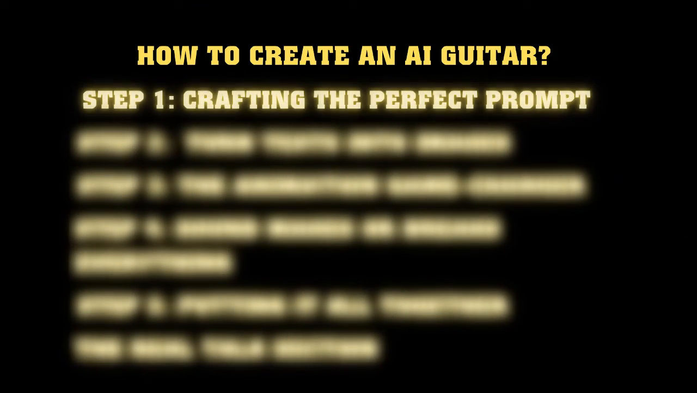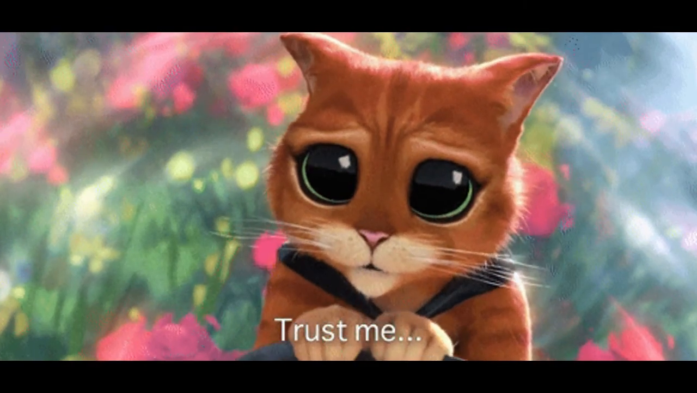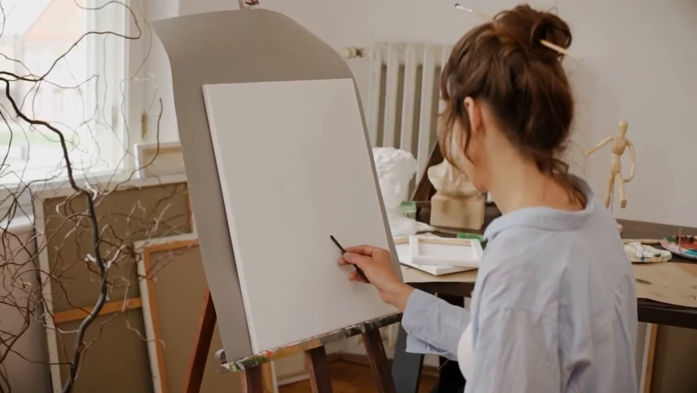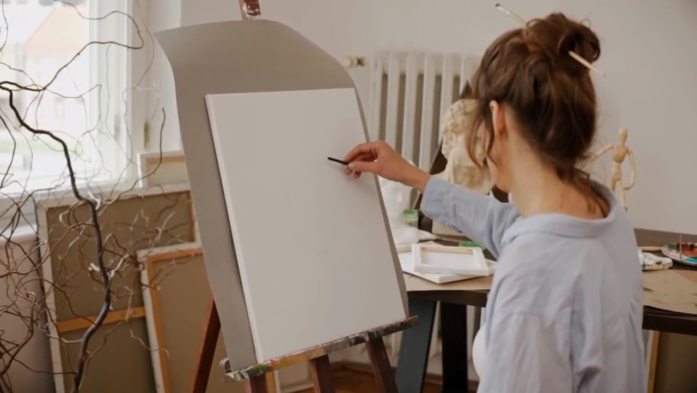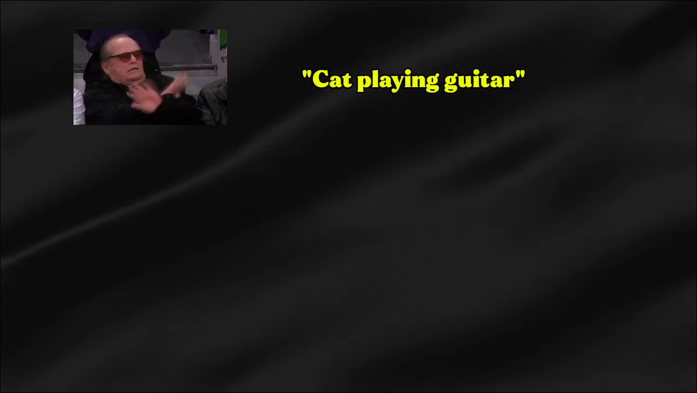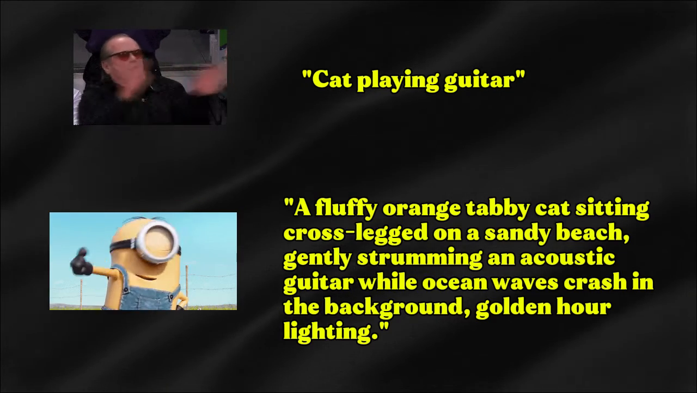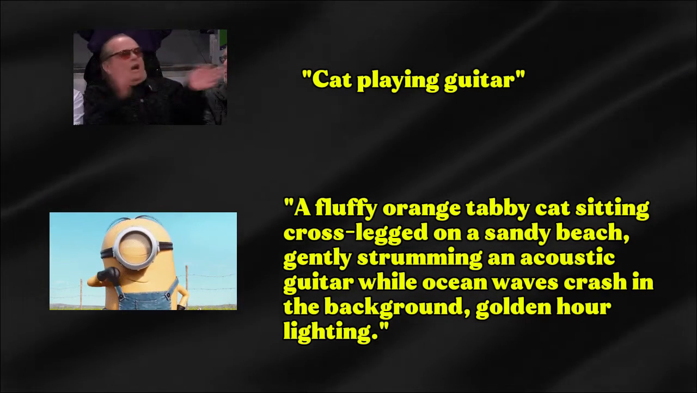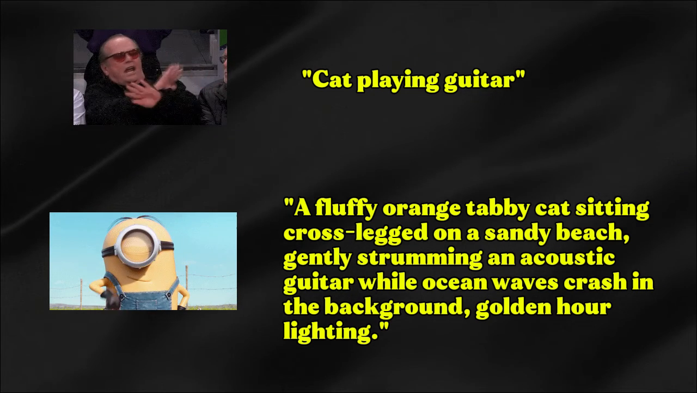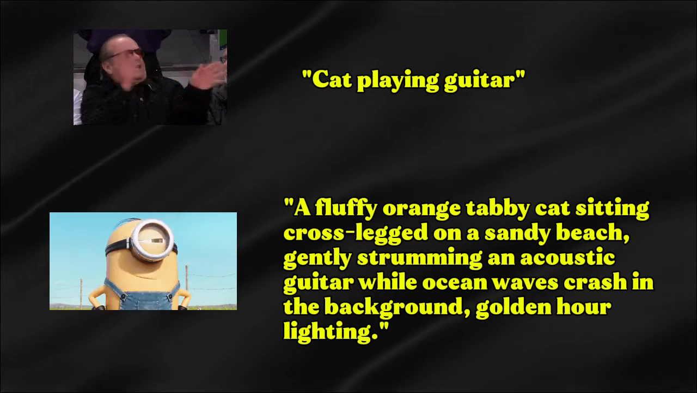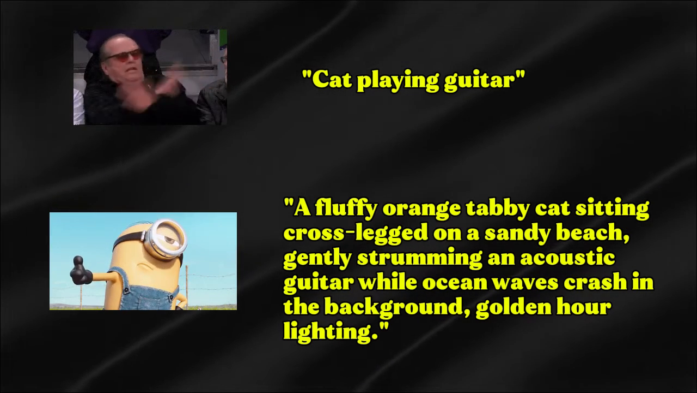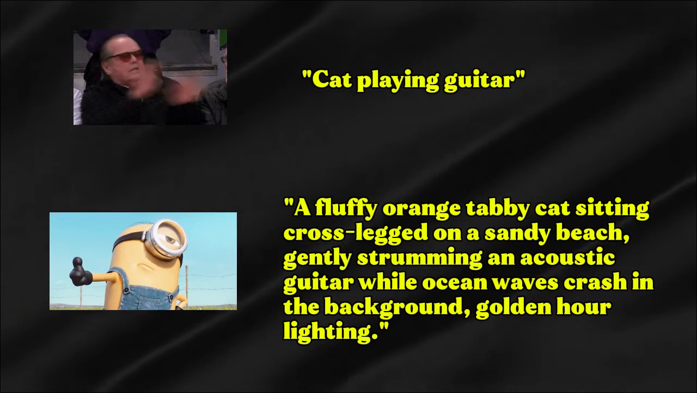First things first, we need to write image prompts that don't suck. And trust me, I've written plenty that do. The key here is being specific without going overboard. You want to paint a picture, not write a novel. Here's what I mean. Instead of just saying cat playing guitar, we're going for something like a fluffy orange tabby cat sitting cross-legged on a sandy beach, gently strumming an acoustic guitar while ocean waves crash in the background, golden hour lighting. See the difference? We're giving the AI something to work with.